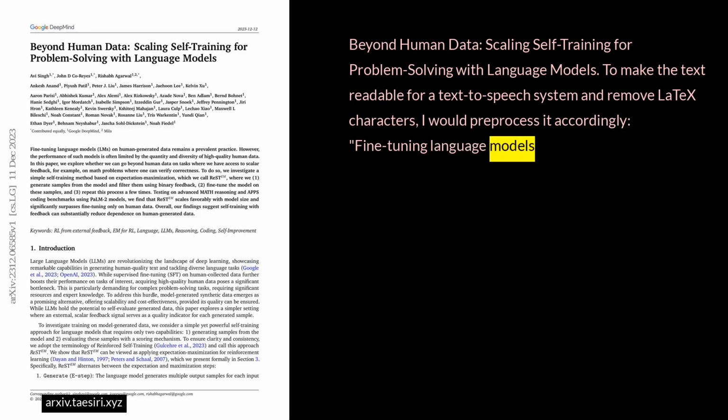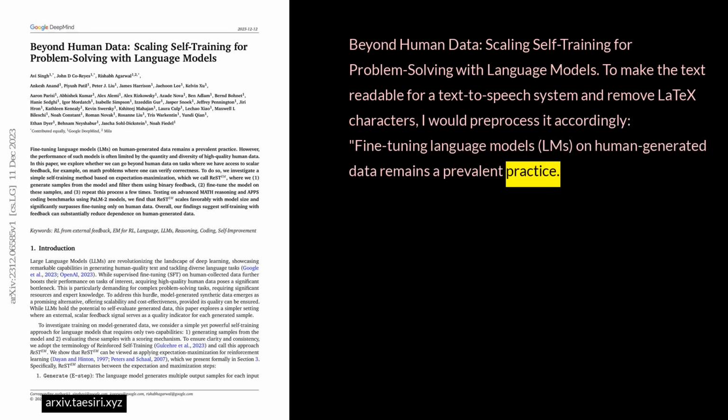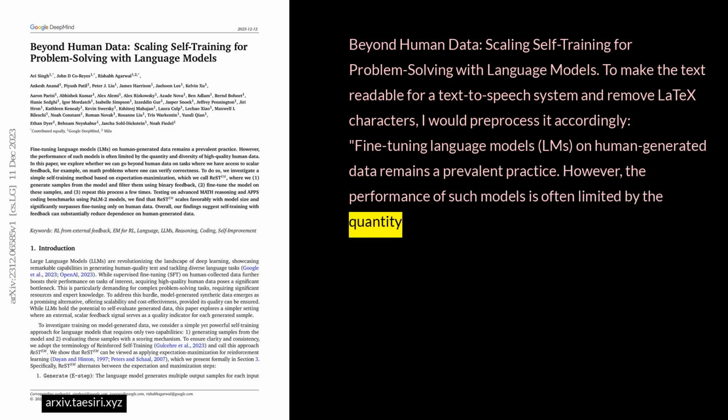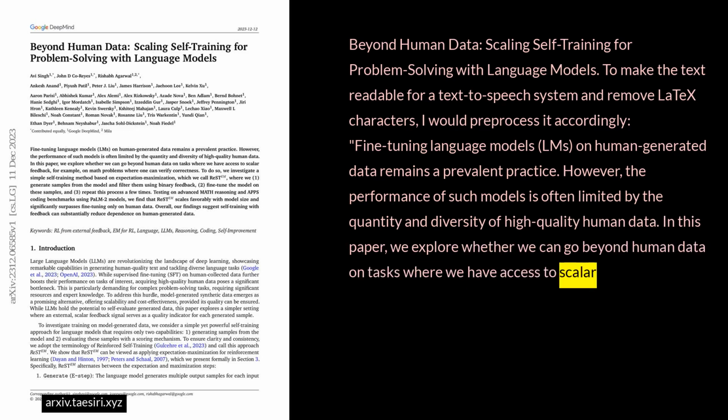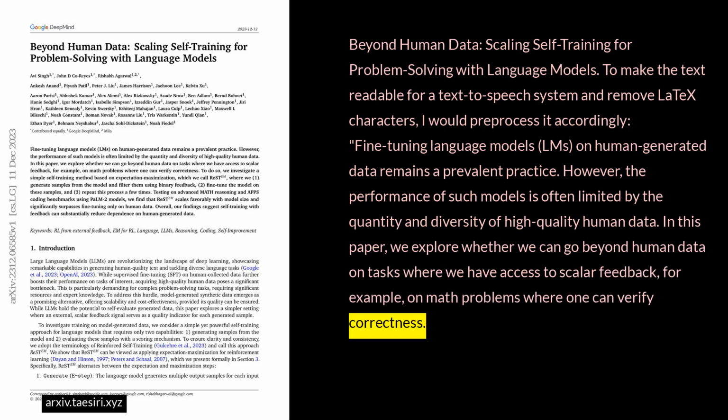Fine-tuning language models, LLMs, on human-generated data remains a prevalent practice. However, the performance of such models is often limited by the quantity and diversity of high-quality human data. In this paper, we explore whether we can go beyond human data on tasks where we have access to scalar feedback, for example, on math problems where one can verify correctness.